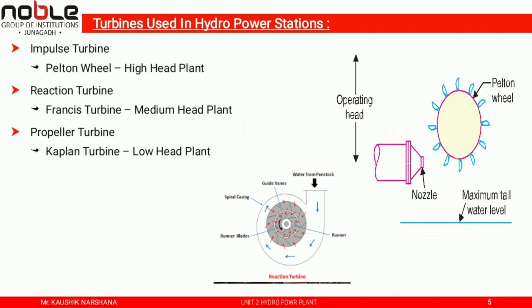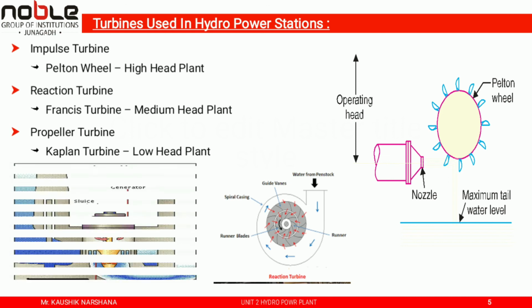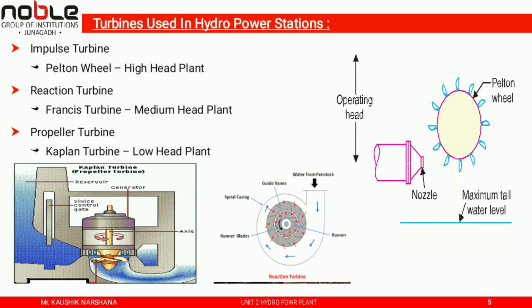Another type is the propeller type turbine. The propeller type turbine is also always of the vertical shaft type, right? Below, in the past, we will see a horizontal type turbine. Now here is the vertical shaft turbine. This type of turbine is used for low head.